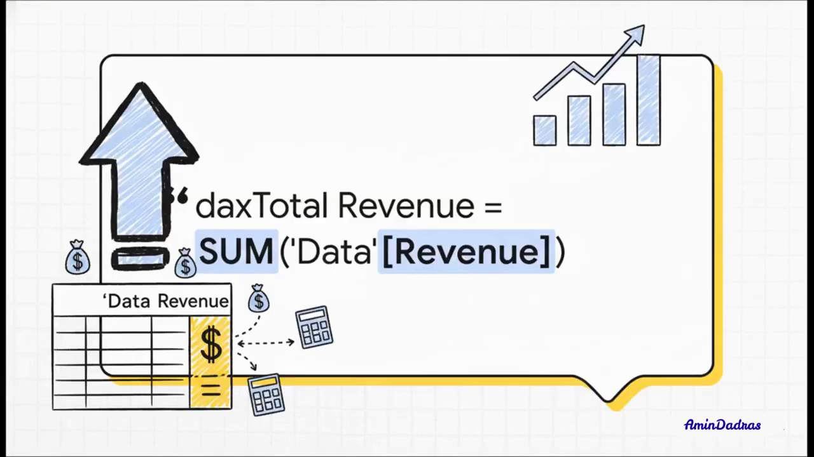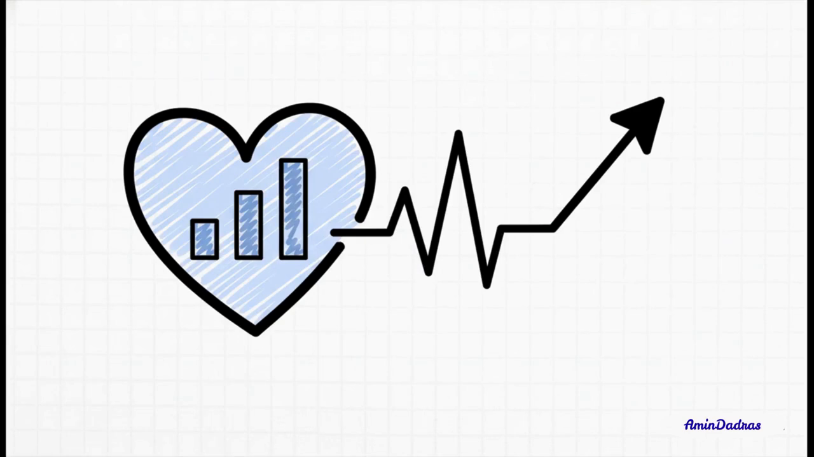To get that number, we're going to use the sum function. It's one of the simplest functions in DAX, but it's also one of the most important. This little formula just tells Power BI to go to the data table, find that revenue column, and add up every single number it finds there. Simple as that. Now, why does this matter so much?